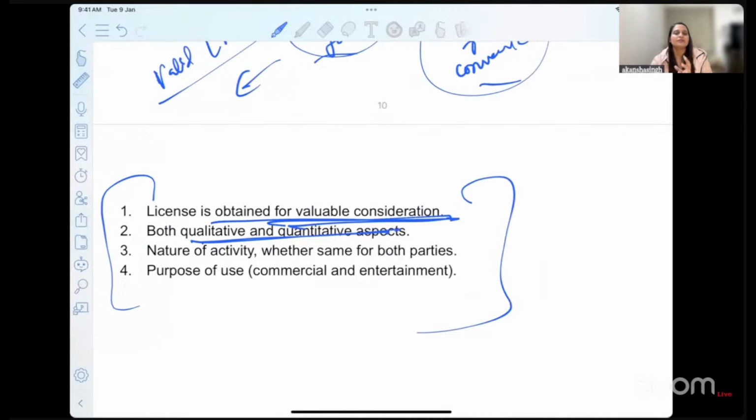And then the nature of activity, whether same for both the parties. Yes, the broadcasting agency is broadcasting the same set of things, same set of videos that are in the repository of the plaintiff, and the purpose of use is commercial and entertainment based. So on these grounds, you can say that the injunction should be granted, and the defense of fair dealing does not materialize here. Okay.